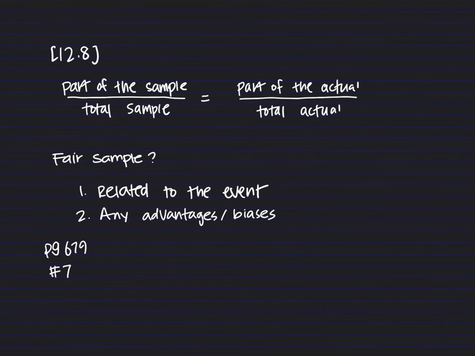So I'm going to look at page 679, question 7. You want to find which restaurant in your city is most popular and state whether that survey plan describes a good sample. So number 7 says interview every 5th person leaving a restaurant in the city. So we have to determine if it's going to be a fair survey plan or good sample.